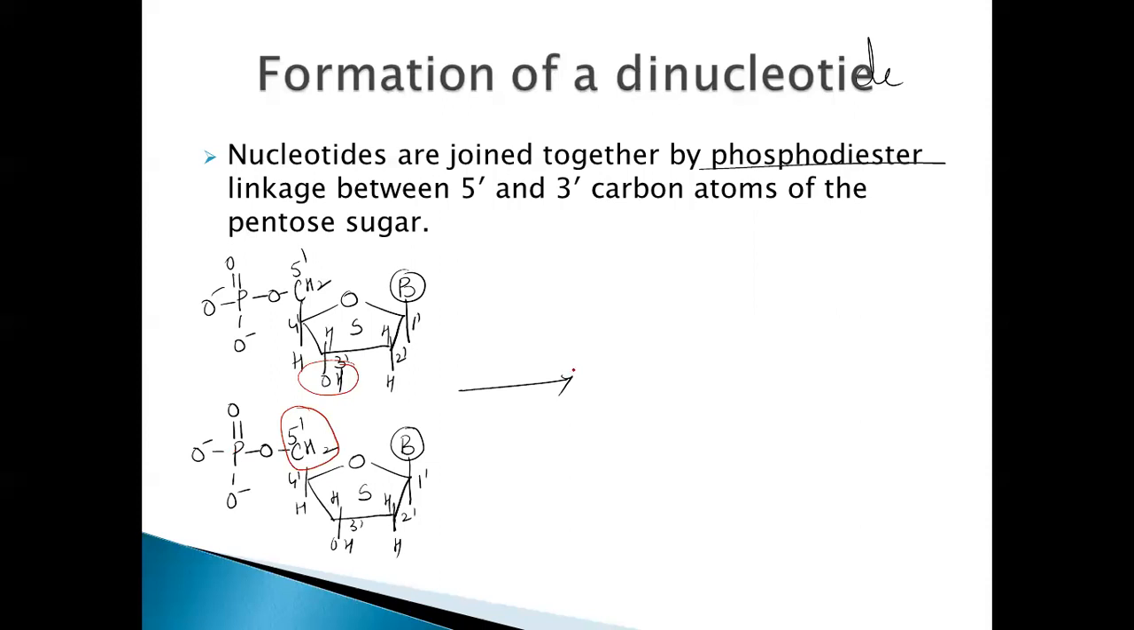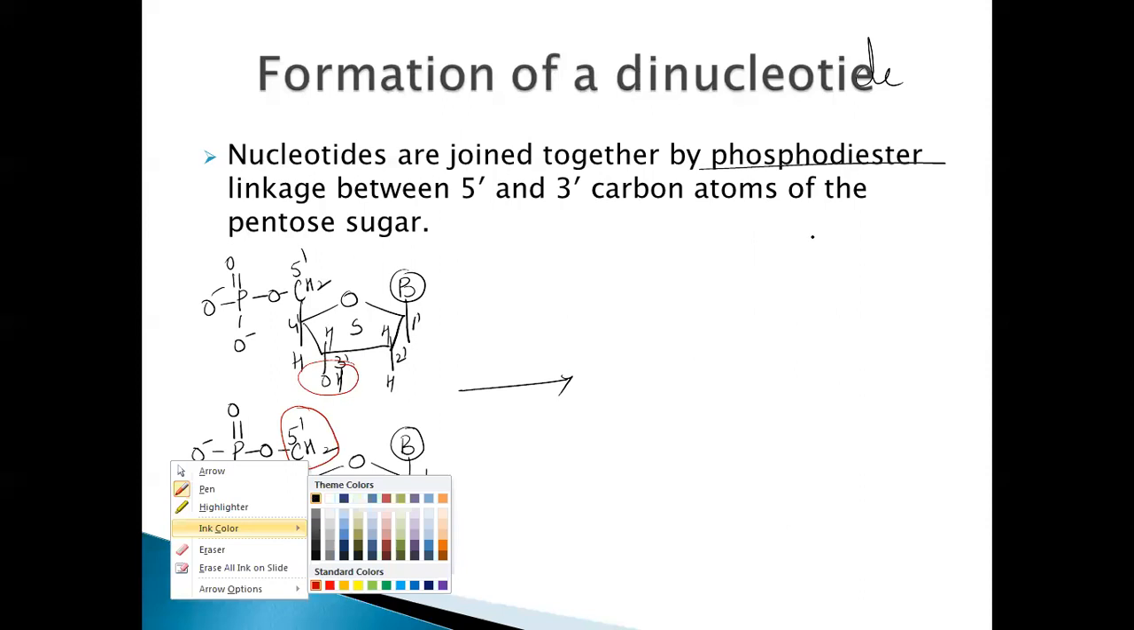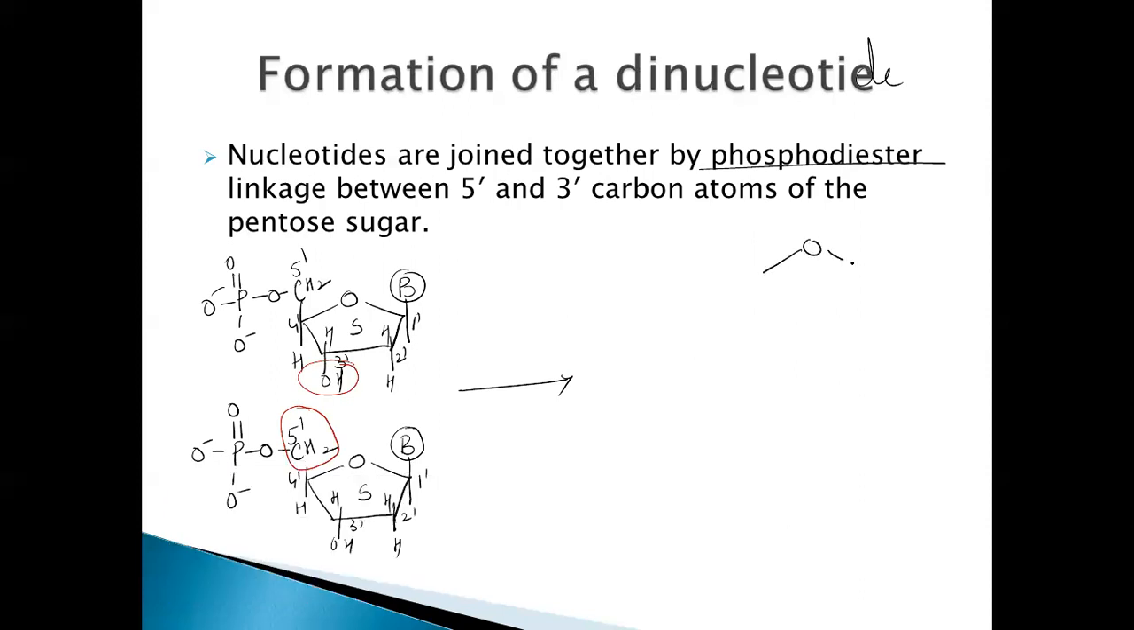So I'll show you the linkage here, how this is attached. This is the first nucleotide. So I'll draw the first nucleotide, with the base here.